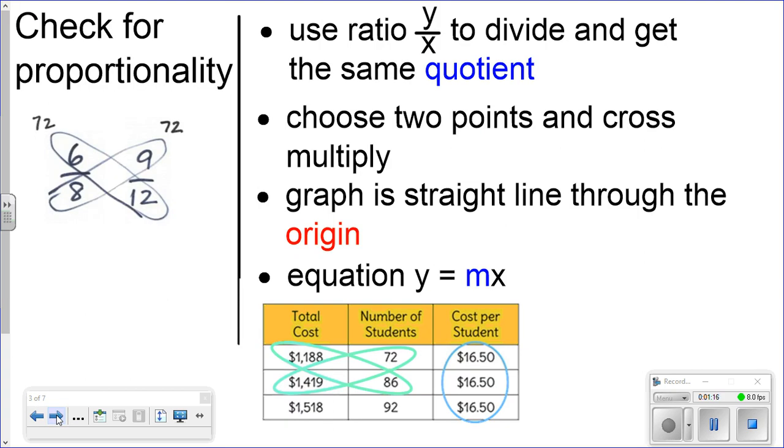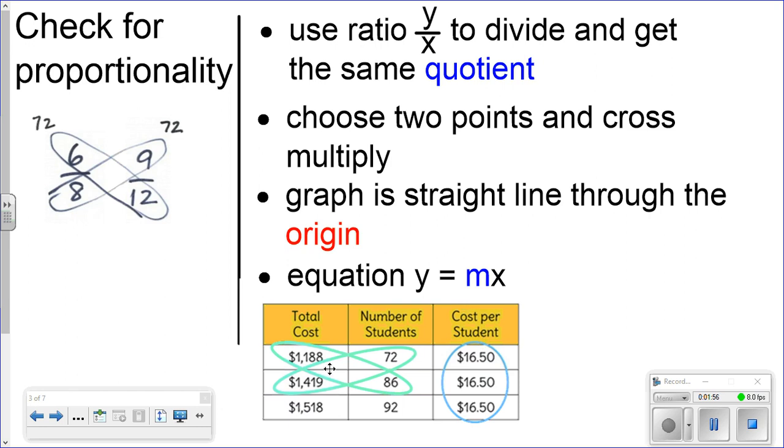So to check for proportionality, we have three ways we can do it. We can look at our ordered pairs and find the ratio of y over x. So we divide each ordered pair, y divided by x, and if we get the same quotient every time, it's proportional. Or we can choose 2 points and cross multiply. If those amounts are equal, it's proportional. If we're looking at a graph and it's a straight line and it goes through the origin, it's proportional. Our equation is always going to be y equals mx, m being the slope.